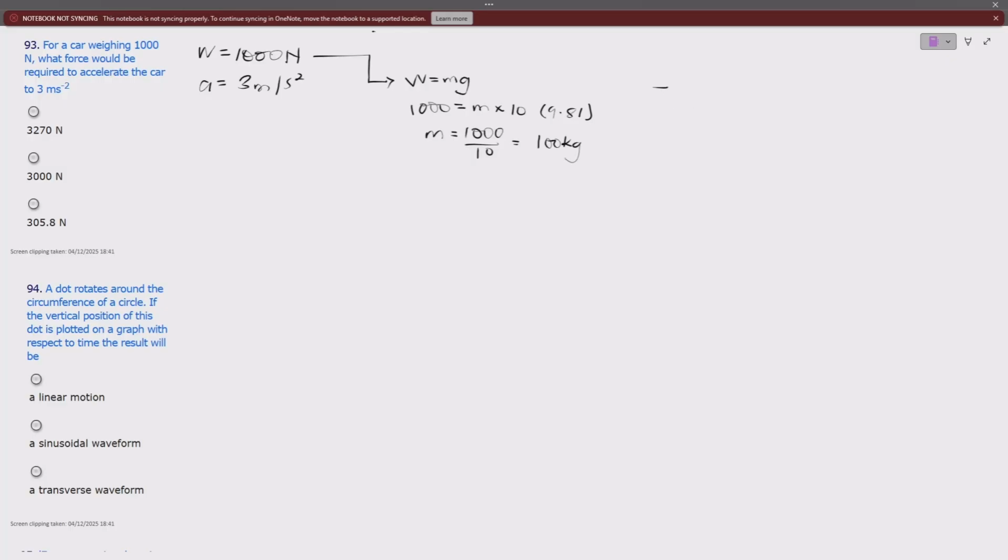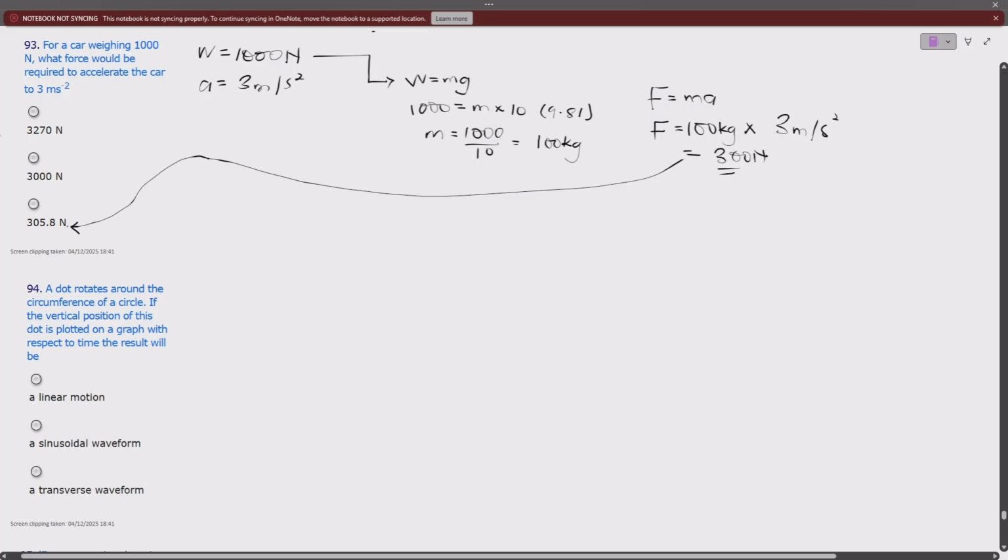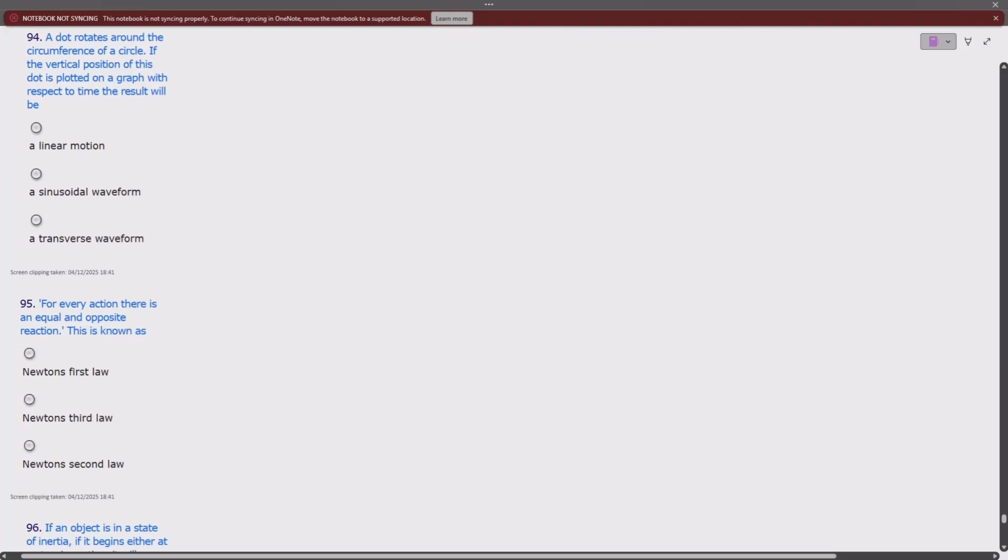And now the force equals the mass times acceleration. Force equals, we have the mass to be 100 kilogram. Acceleration is 3 meters per second squared. That is going to give us 300 newtons. And right here, that is the closest value. So that is our answer.